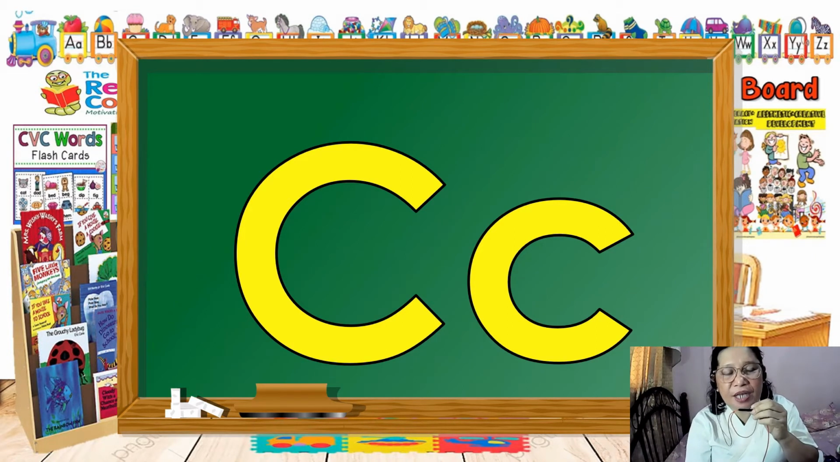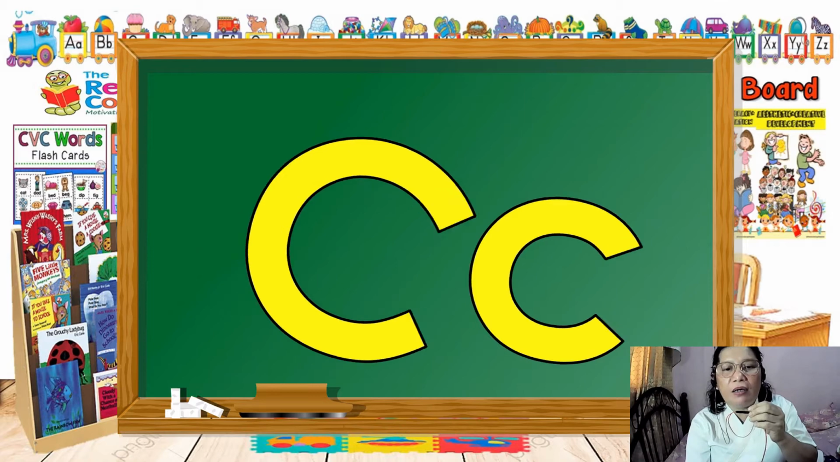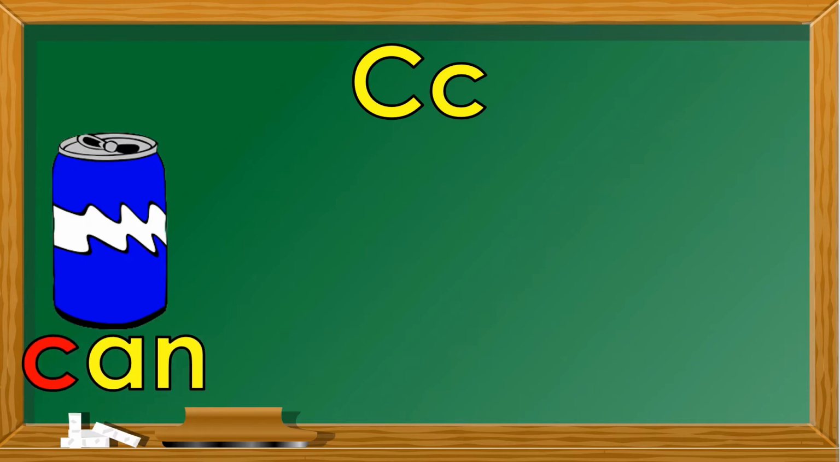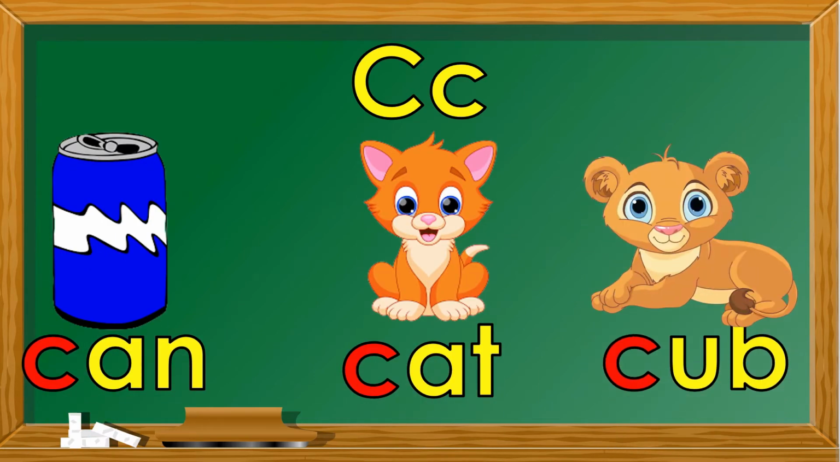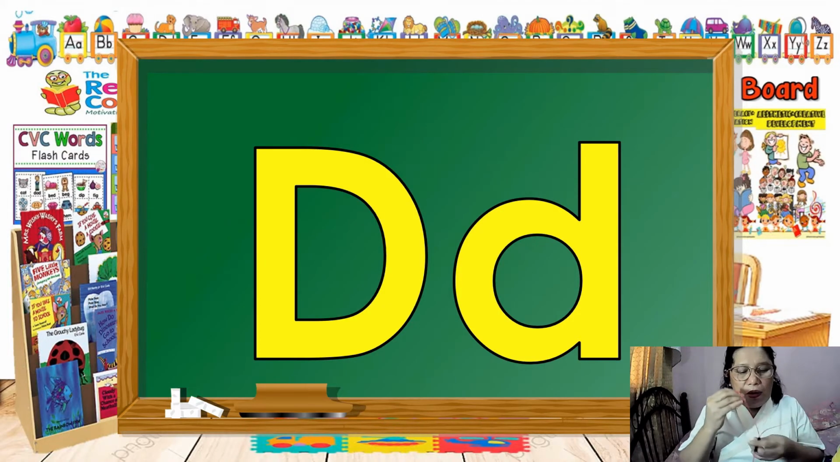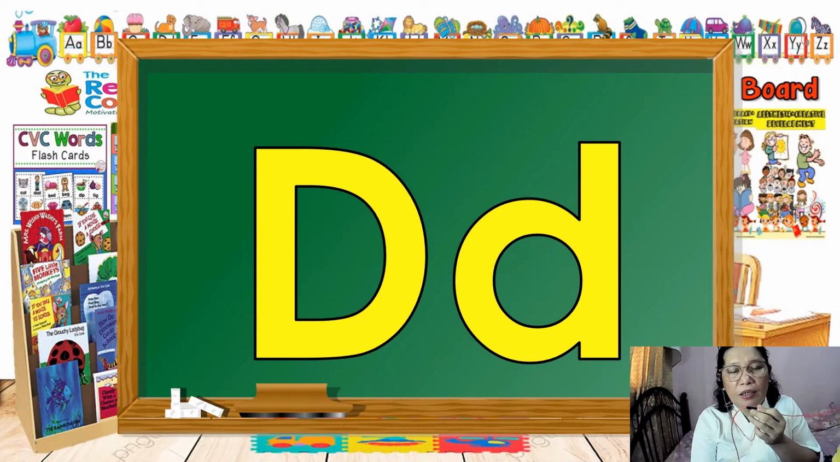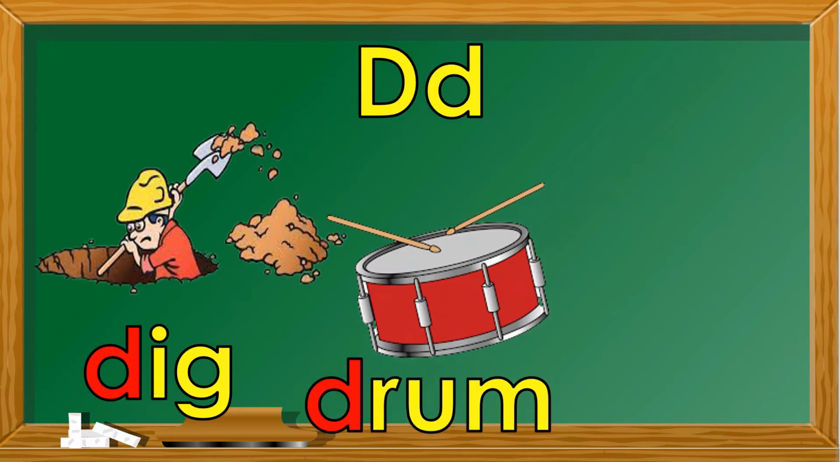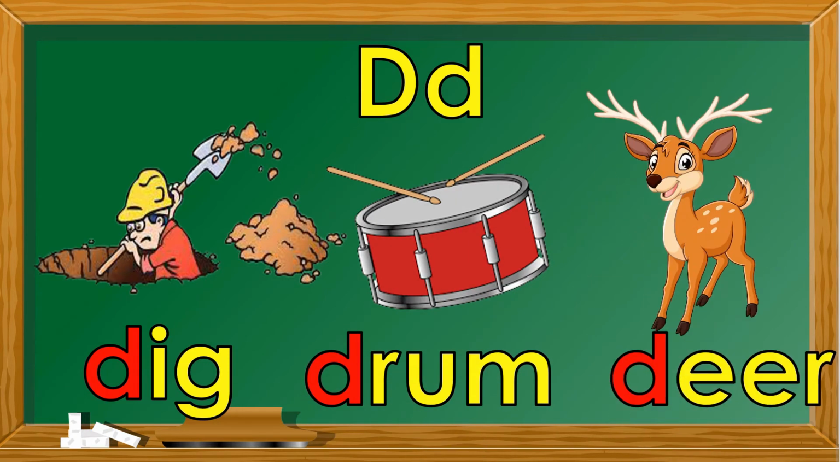Okay, next, letter C, having the sound of K. Here are some objects having the sounds of K. Can, cat, cub. Okay, next, letter D. The sound of letter D is D. Here are some objects having the initial sound of D. Dig, drum, deer.